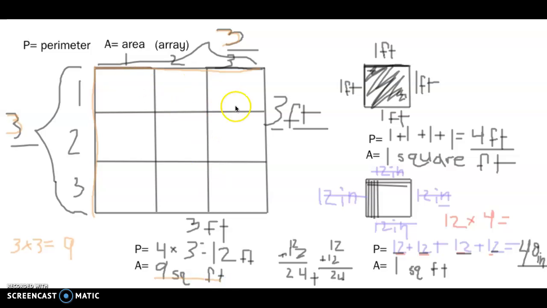Is that the same answer as my area? Yes. So I can either count it up, or I can think of it as an array and multiply my rows by how many are in each row, my rows by my columns. Could you count all of these up? Yes, but sometimes there's going to be more boxes, and it would be more efficient, or a faster way, to think of this as an array.